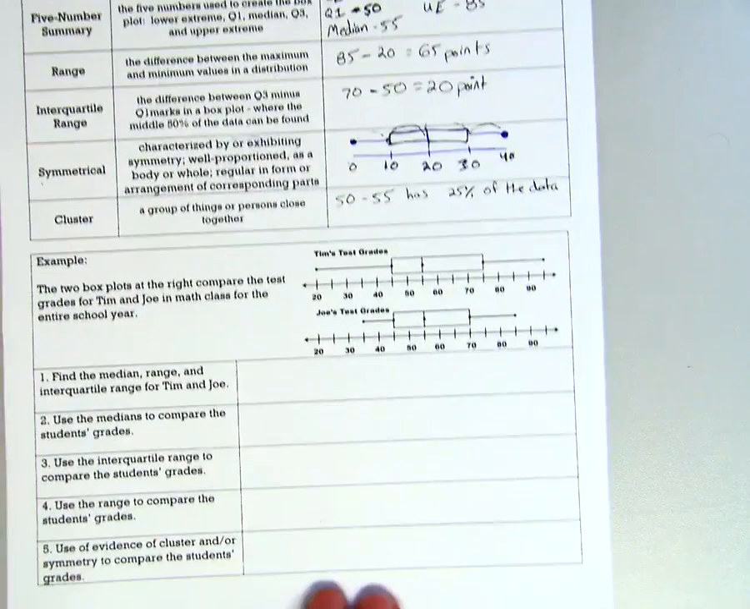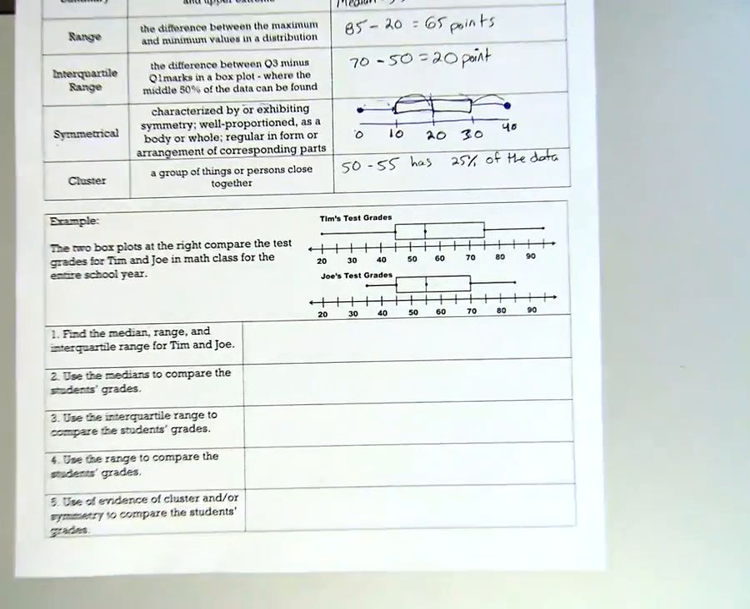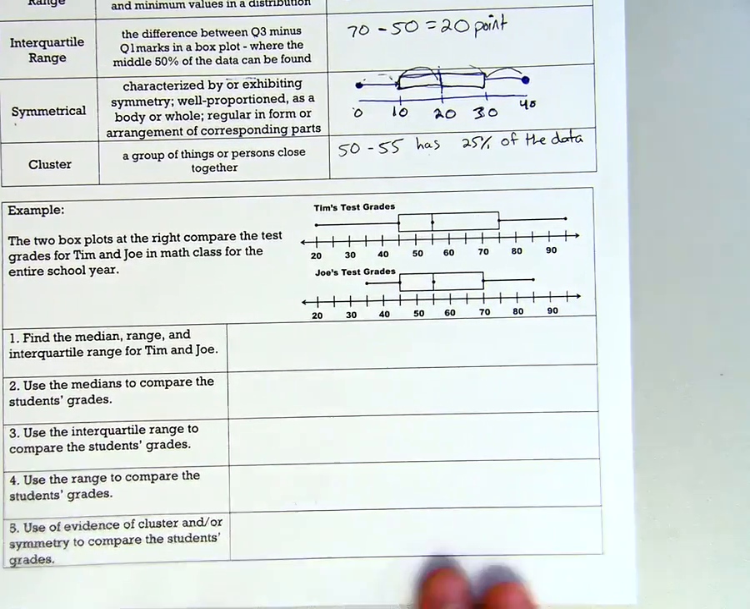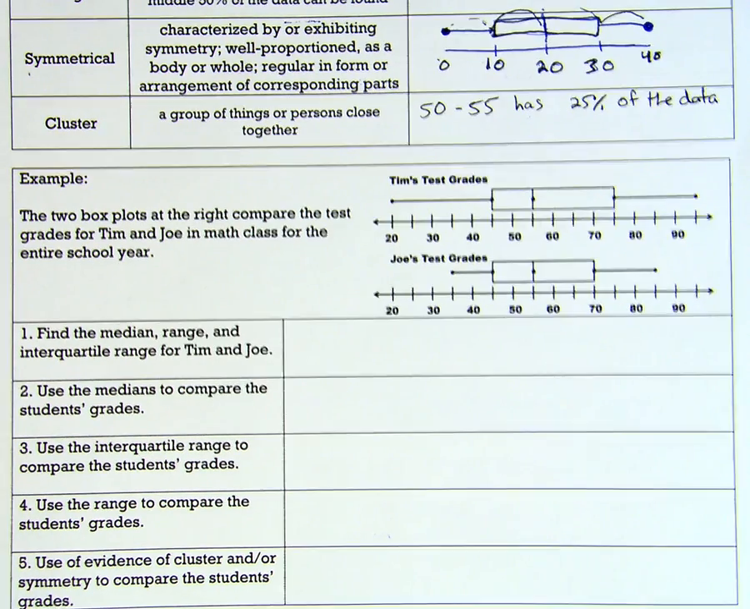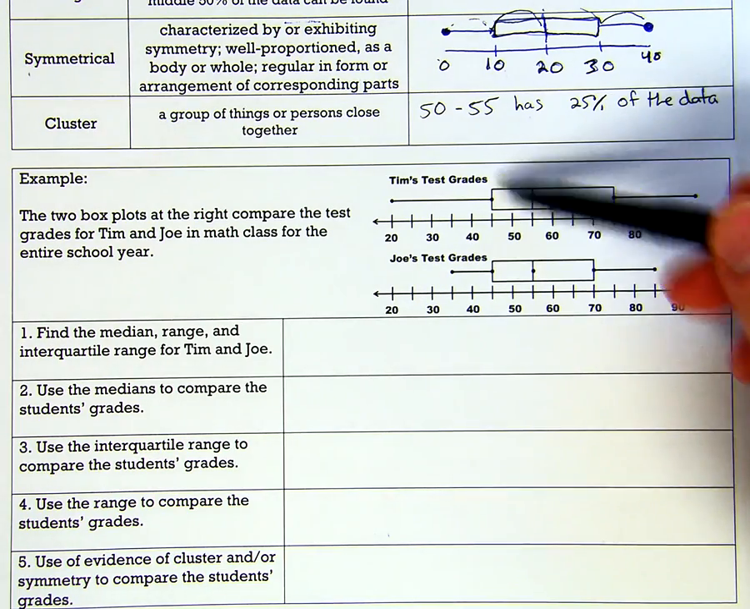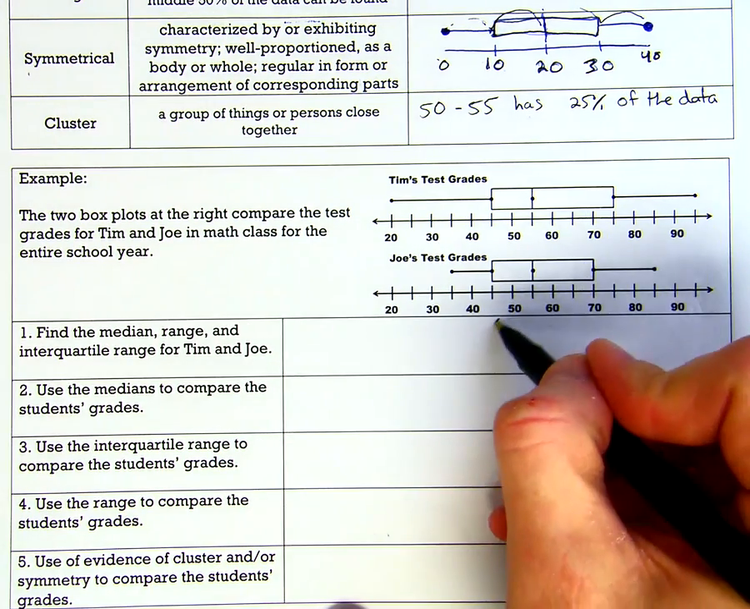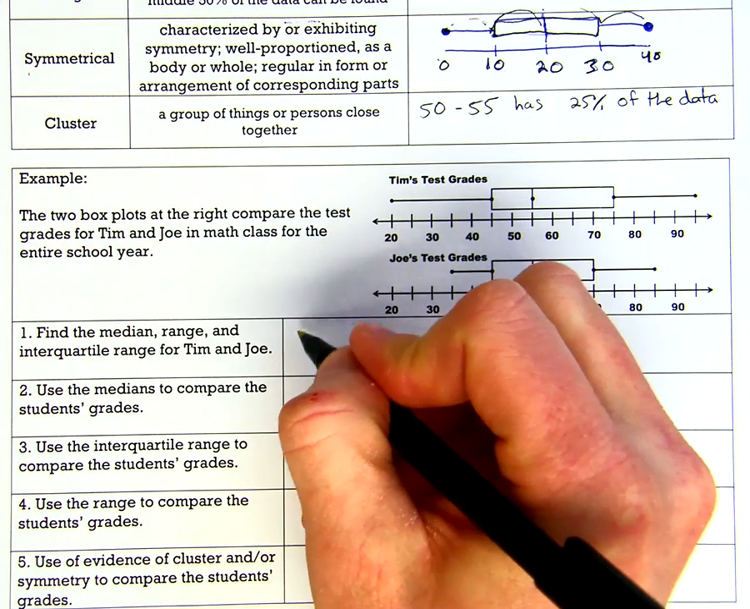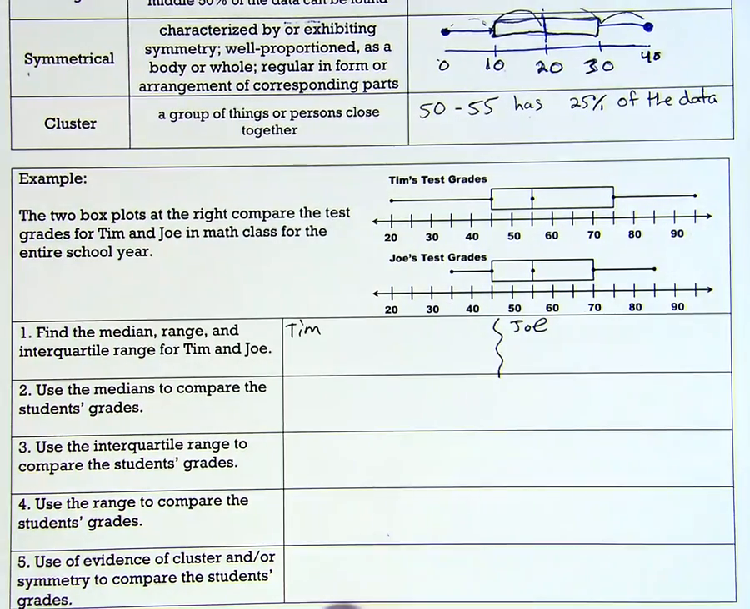Alright, so let's go ahead and compare a couple box plots now. My first one talks about Tim and Joe and some test grades by them. If we look at my two box plots right here, I have Tim's at the top and Joe's at the bottom. The first thing it asks me to do is find the median, the range, and the interquartile range for Tim and Joe. So I'm going to do a little line here. Let's find Tim's over here, and we're going to find Joe's over there.